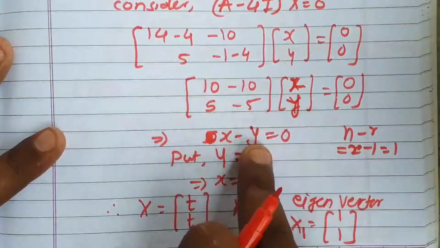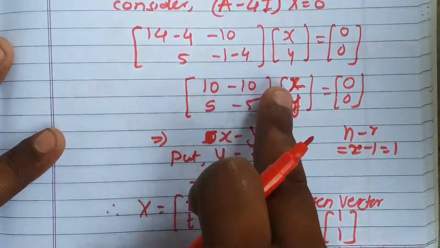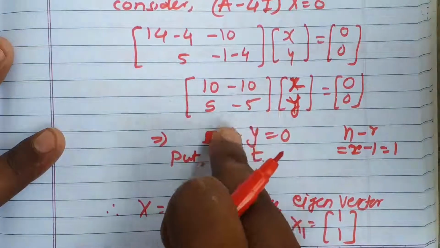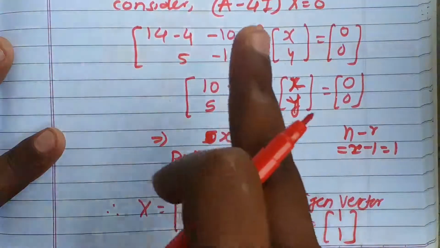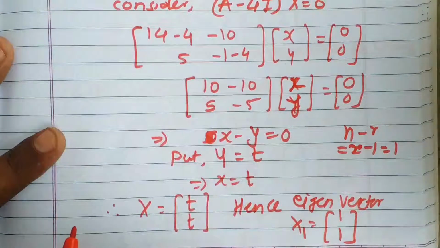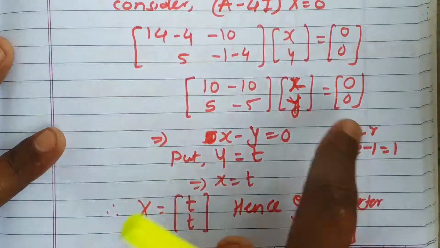You need to understand this calculation, how we are doing it. From the first row you get 10x minus 10y equal to 0, that is nothing but x minus y equal to 0. From the last row also we get the same equation, x minus y equal to 0. So from these two rows only one equation, x minus y equal to 0. One equation, two unknowns, 2 minus 1 is the difference.